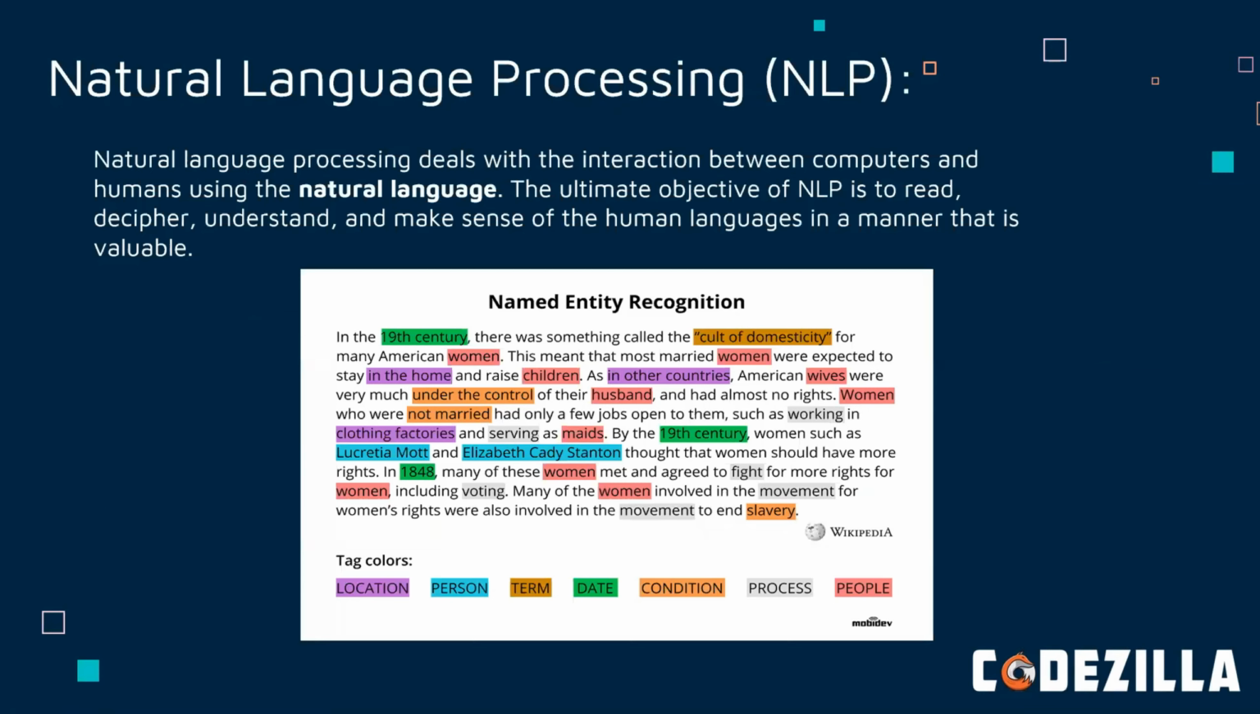Okay, now let's focus on text data. Natural language processing, or NLP, is the ability of the computer to understand the meaning of human language. So we are using a technique to identify and categorize the named entities under predefined classes. Here, the predefined classes are location, person, term, date, condition, process, and people.